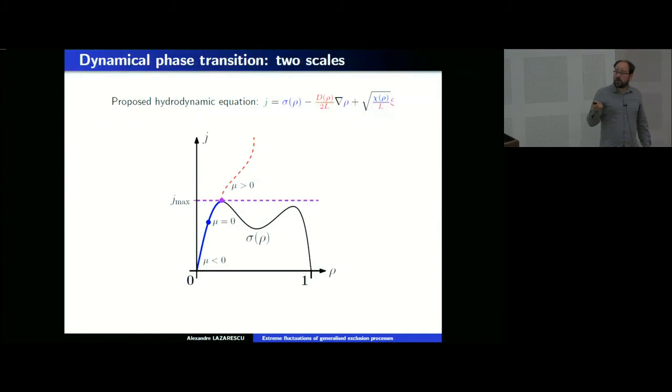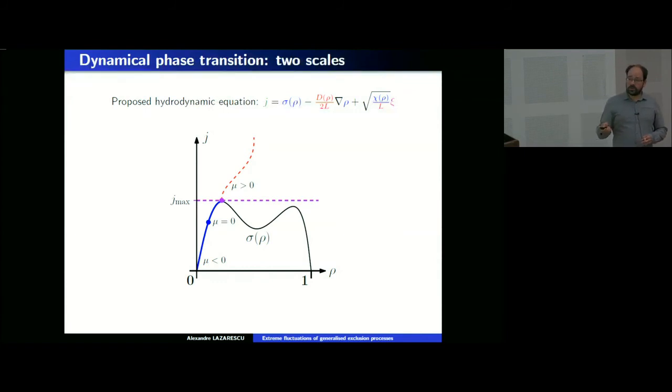So let's plot some sigma of rho. It's very difficult in all generality to get sigma from the microscopics of the system that you're looking at. In fact, in general, it's probably impossible. But there is one thing that I know about sigma because of the exclusion constraint, which is that it is 0 at 0. There's no current for an empty system. There's also no current for a completely full system, so it's also 0 at 1. And if it's well behaved enough, it needs to have a maximum somewhere. That means that J equals sigma has no solution for J above that maximum.